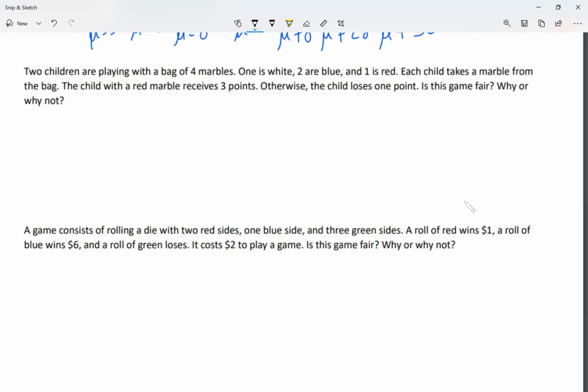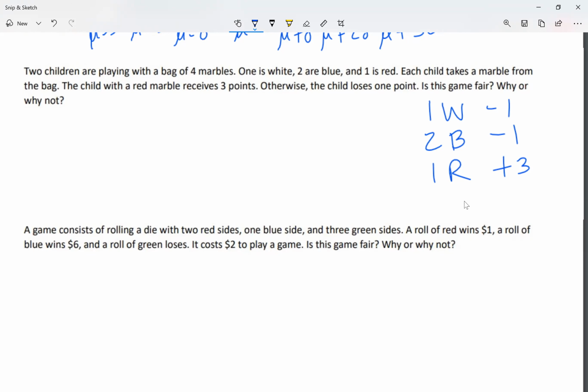Two children are playing with a bag of 4 marbles. One is white, so let me write this down. We have 1 white, 2 are blue, so let me write 2B, and 1 is red, so 1R. Each child takes a marble from the bag. The child with the red marble receives 3 points, so let's just say he gets +3. Otherwise, the child loses 1 point. So if he gets a white or a blue, he loses 1 point. Is this game fair? Why or why not?